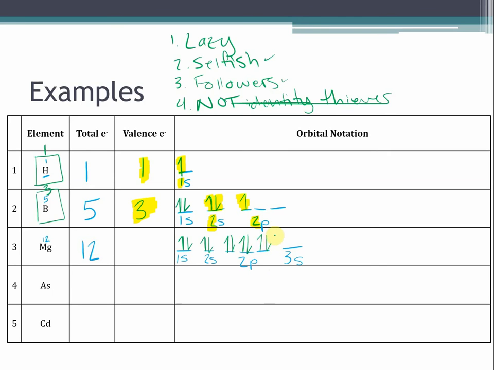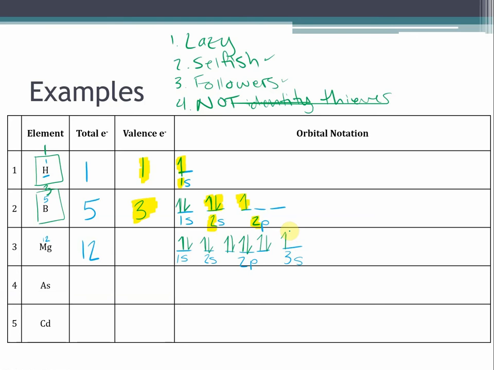And now that my 2p subshell is full, I can move on to 3s. And I will draw my first electron pointed up. That's number 11. And I will draw my second electron pointed down, number 12. So that is my orbital notation for magnesium.